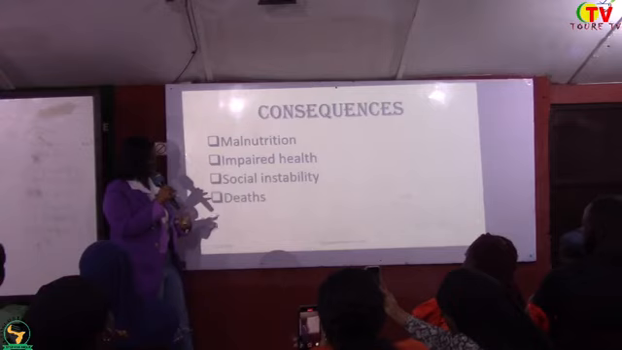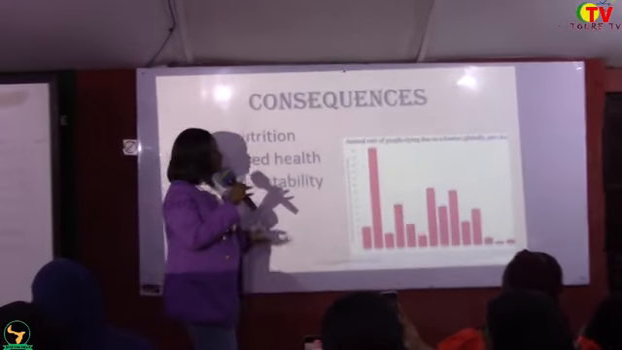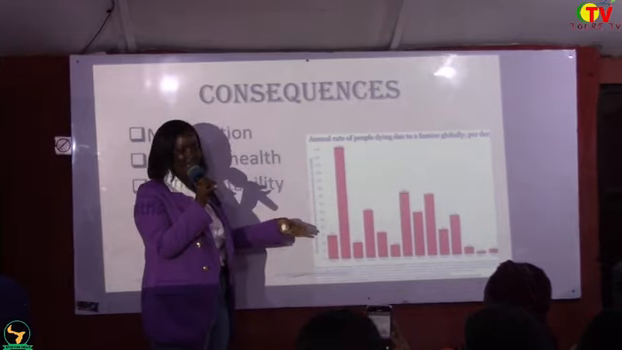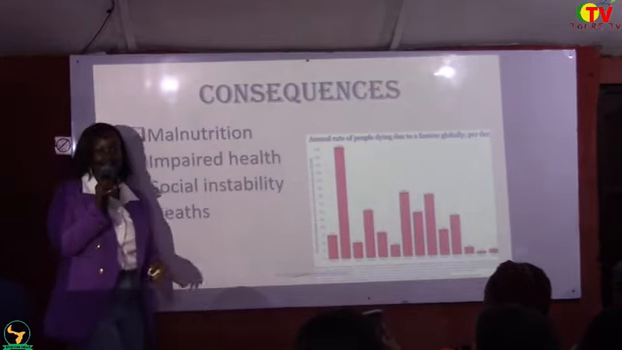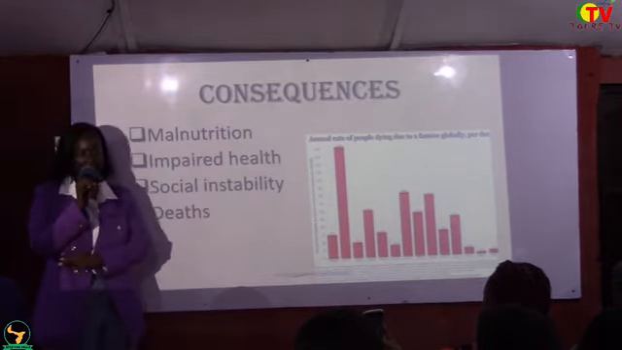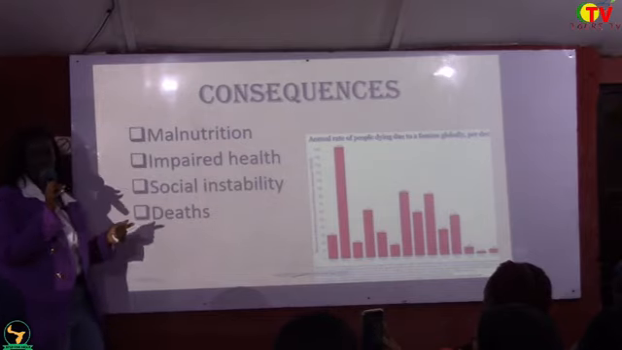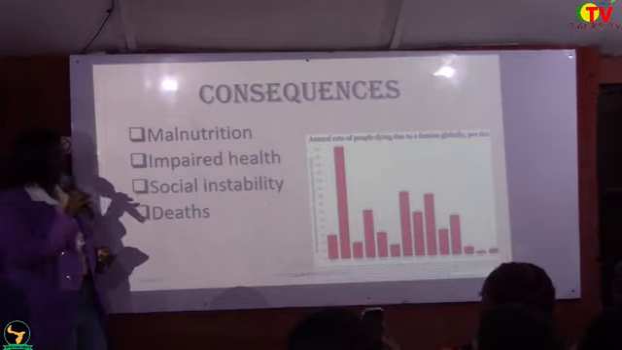Death. As you can notice in the picture, that is the annual rate of people dying from hunger in Africa. And there is a saying that in Africa, every second, one child is dying from hunger.